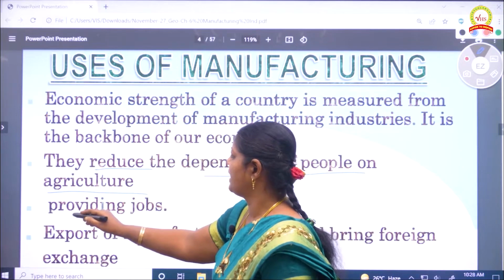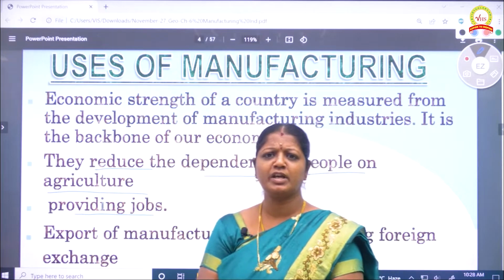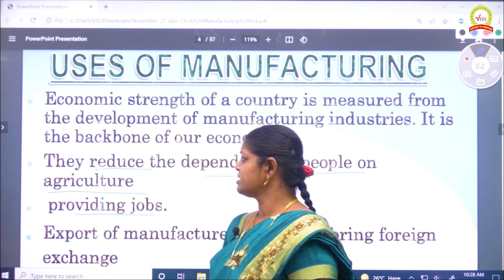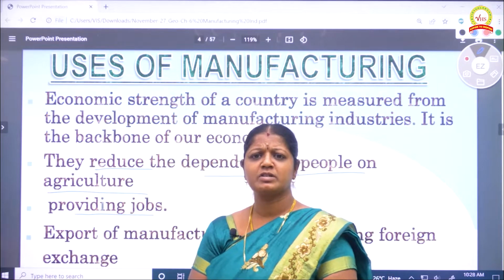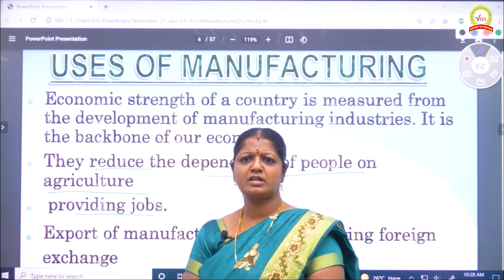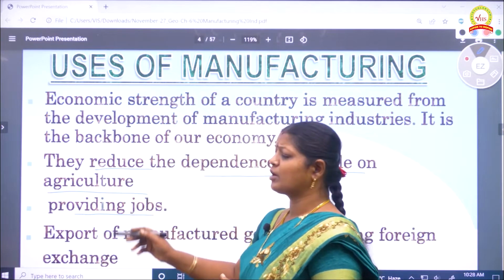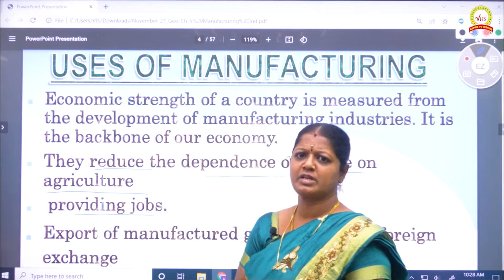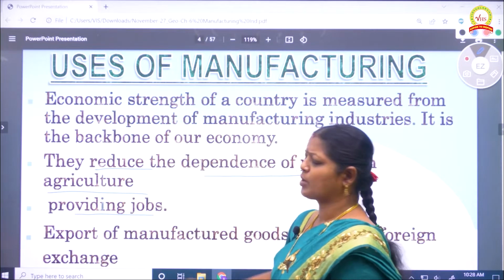Next is providing jobs. Manufacturing industries provide job opportunities for a large number of people. Since agriculture is a seasonal employment, the people are more dependent on the manufacturing or the industrial sector, that is the secondary sector, for providing the jobs.